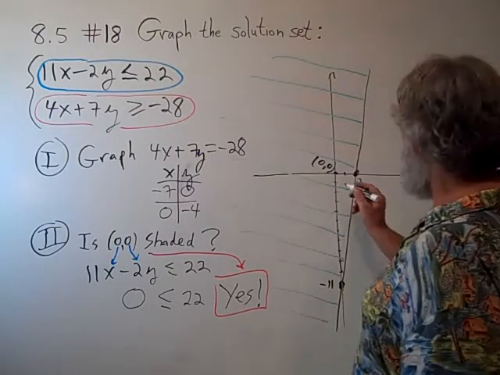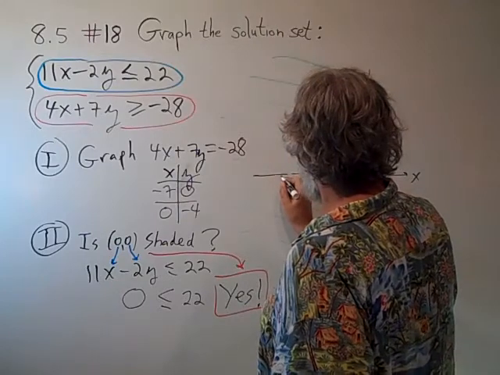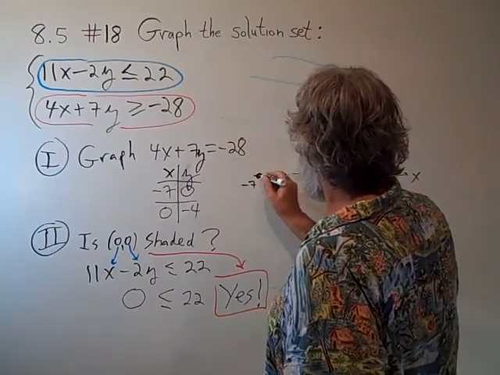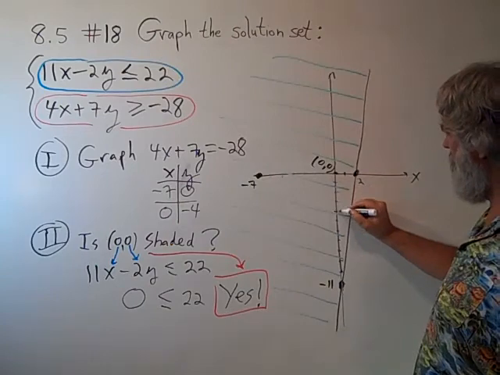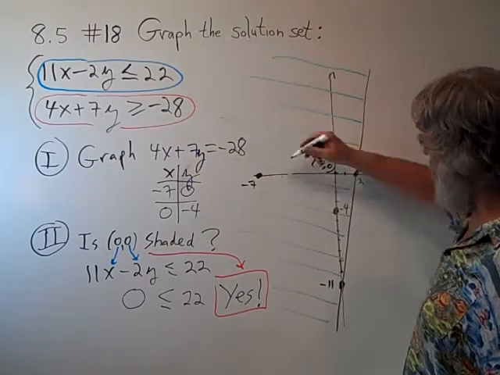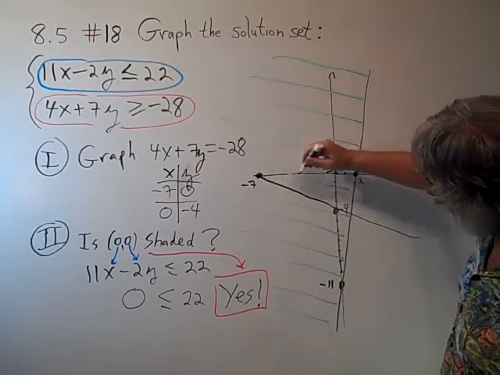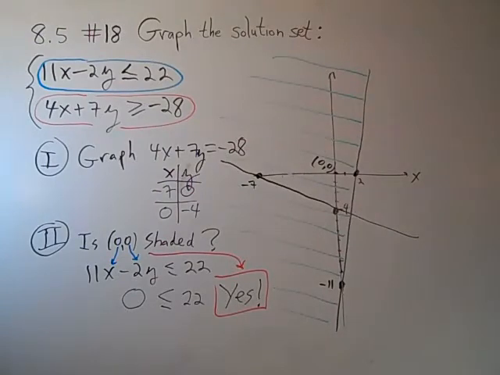And so we go negative 7, 0, 1, 2, 3, 4, 5, 6. Here's negative 7, the x-intercept of that line. And the y-intercept is at negative 4: 1, 2, 3, 4. So this line looks like this. And now we have to decide which side of that line to shade.